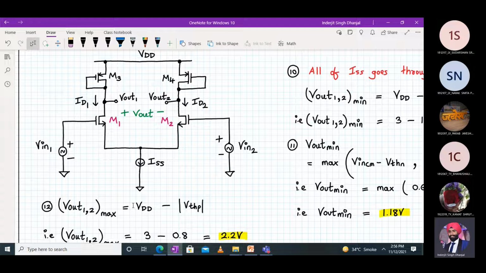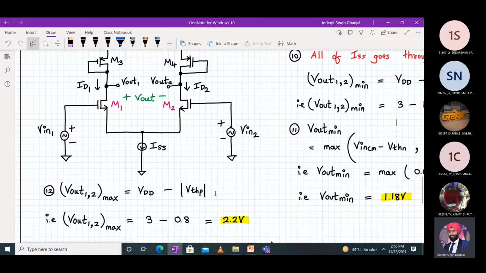Why is it so for the diode connected load? Because in the diode connected load, your VGSP, your VSGP and your VSDP are one and the same. Drain and gate terminal are one and the same, na? So we can say VSG3 or VSD3 are one and the same. That's why we have mod of VTP only over here.